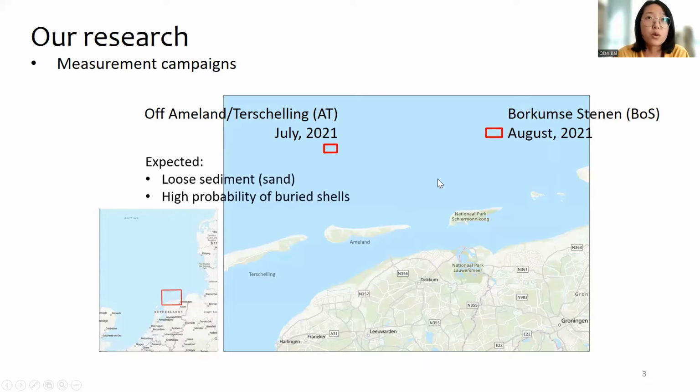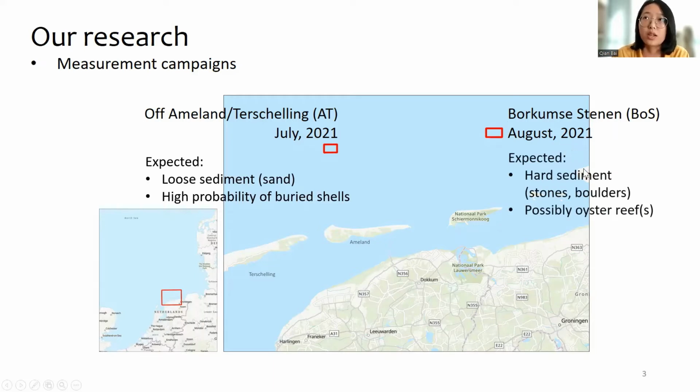For example, for this area 80, which was surveyed in July, we expected it to contain some buried shells in the sediment. And for the area Bakumsastena, which we'll call BOS, we expect there will be more oyster reefs, and the sediment can be harder, for example containing some stones and boulders.